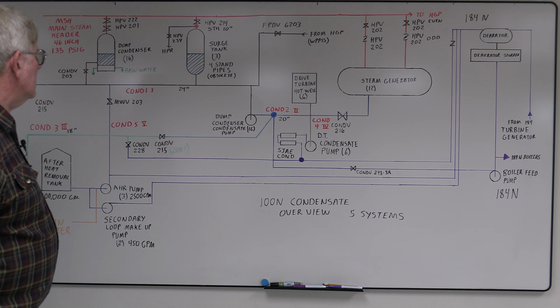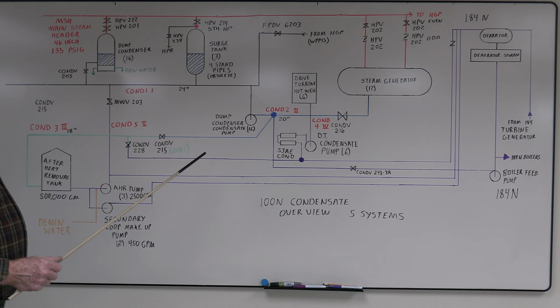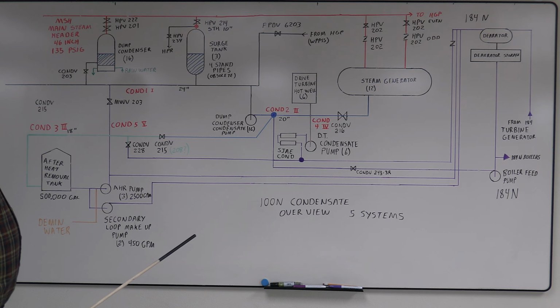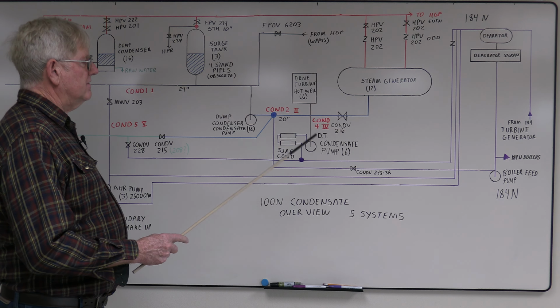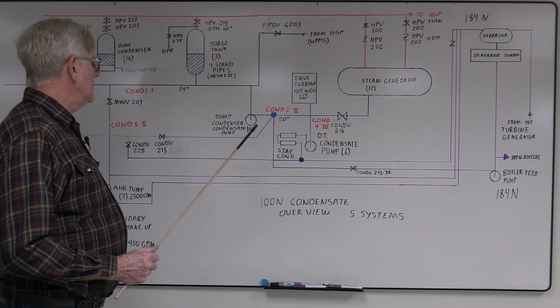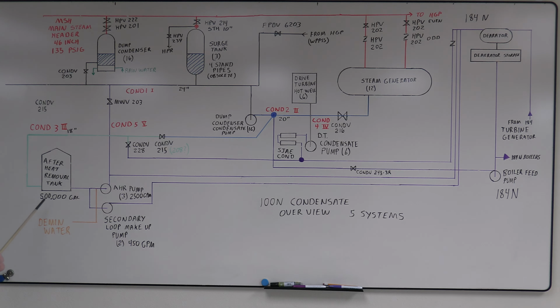The main one was Condensate 1. This came off the dump condensers, fed the dump condenser condensate pump, and all return from the Hanford Generating Project, or WHIPs, came back. Condensate 2 was the discharge of the condensate pumps. It fed the steam generators. At high level, it would dump back to the after heat removal tank through Condensate 3.